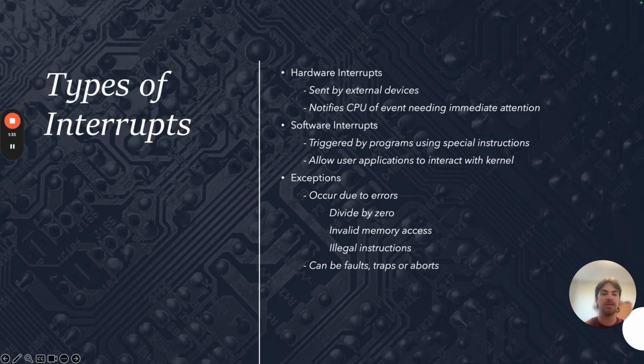And our third type is exceptions. These occur due to errors or special conditions during program execution, such as divide by zero errors, invalid memory access, or illegal instructions. Exceptions can be faults, which are recoverable, allowing the program to retry the operation; traps, which are intentional debugging breakpoints; or aborts, which are severe errors that terminate the process.